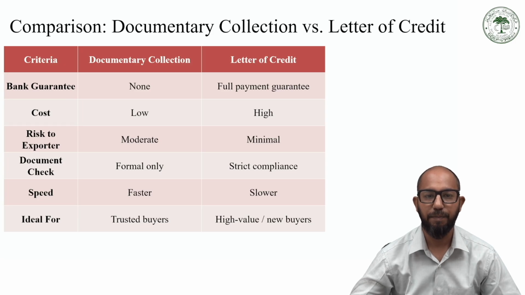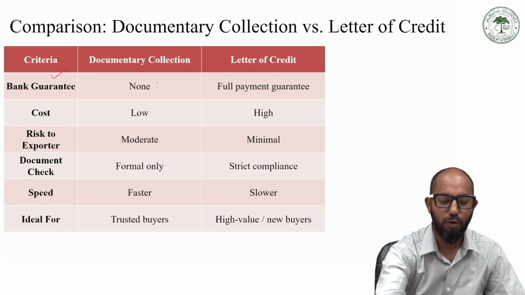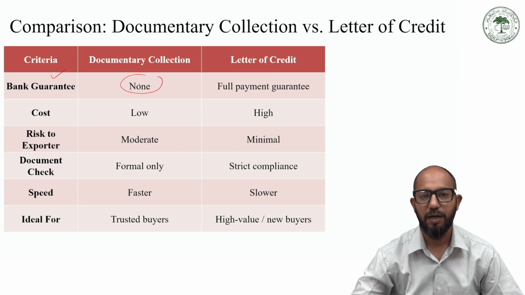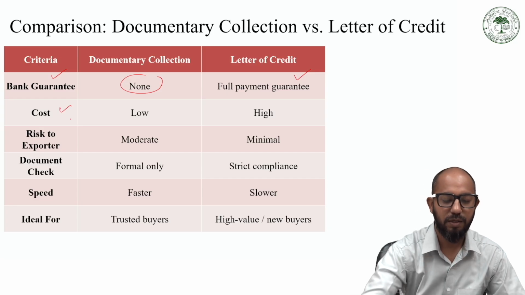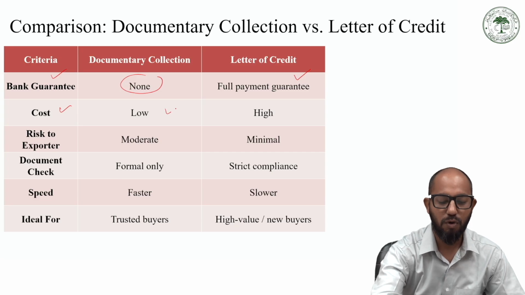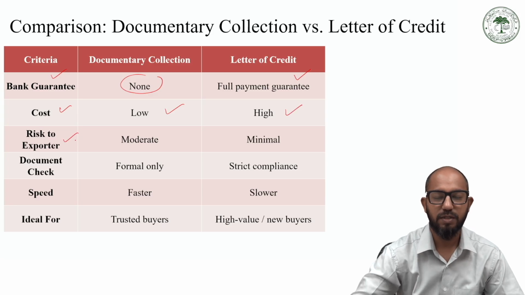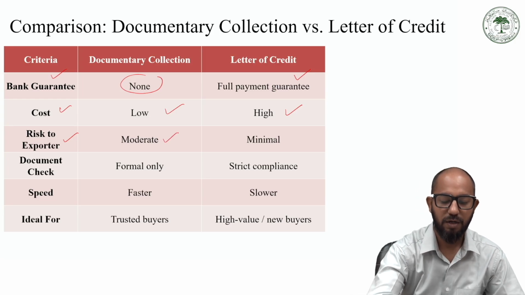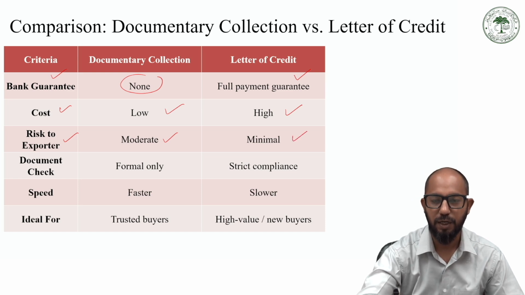Let us now try to compare the benefits accruing between documentary collection and letter of credit. With respect to the parameter bank guarantee, under documentary collection there is no bank guarantee. However, under letter of credit there is full payment guarantee. With respect to cost, under documentary collection there is low cost. On the other hand, the cost of letter of credit is high. When it comes to risk to exporter, the risk under documentary collection is moderate, while the risk to exporter under letter of credit is minimal.